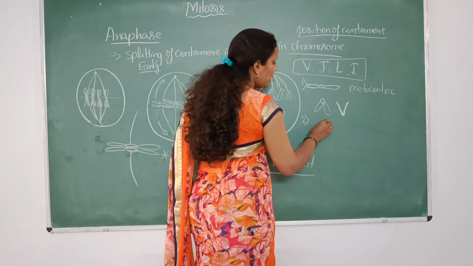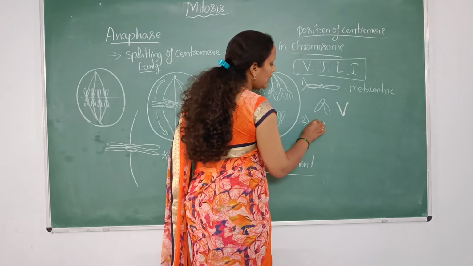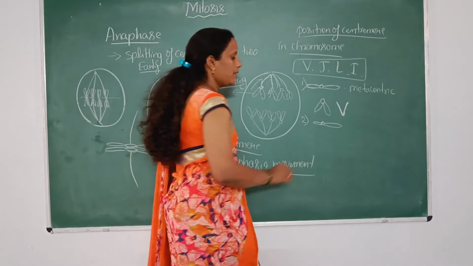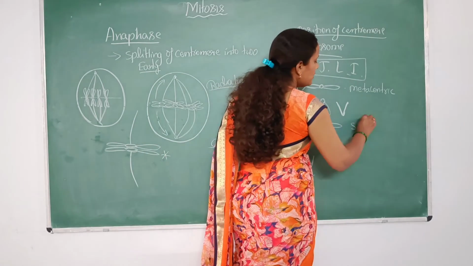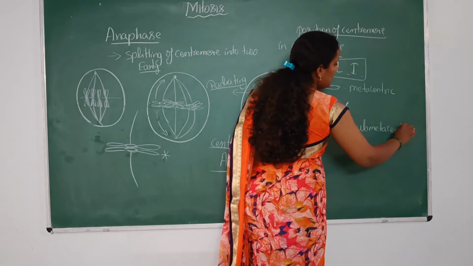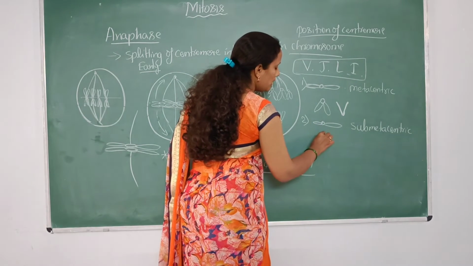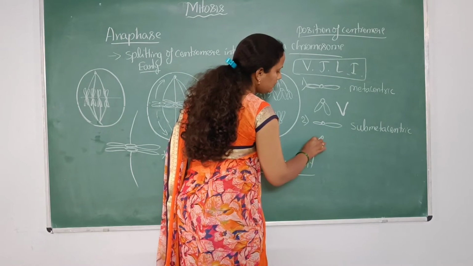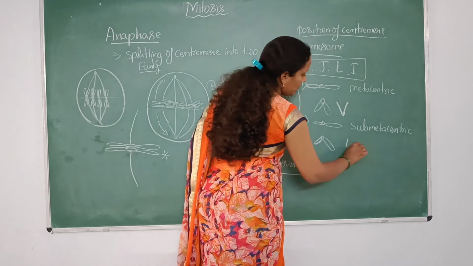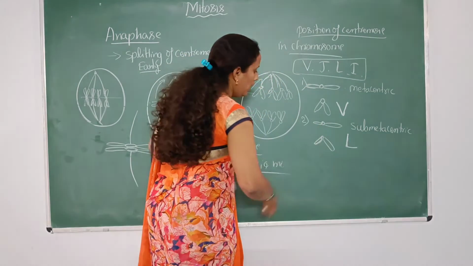And one more, if the centromere is present slightly away from the center, not exactly at the center, then it is called submetacentric. And here we could observe the shape of the chromosome as L shape. It will appear in L shape, alphabet L.